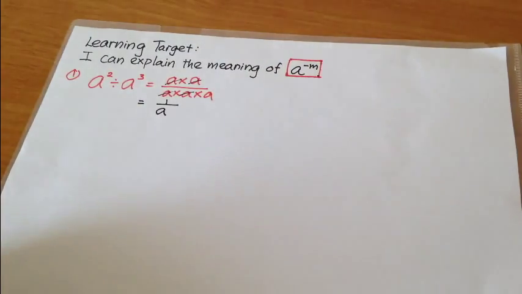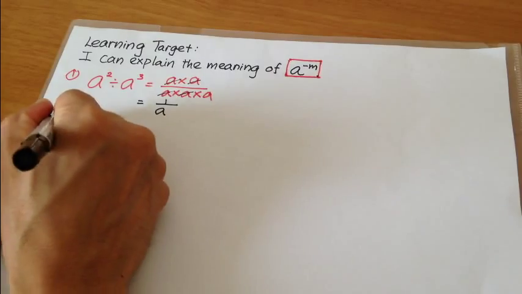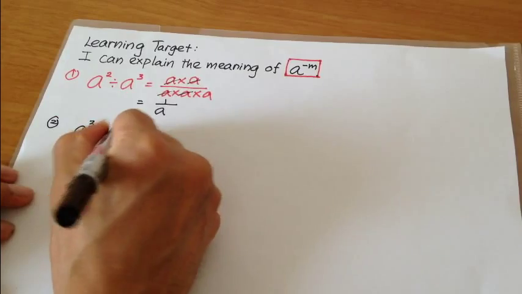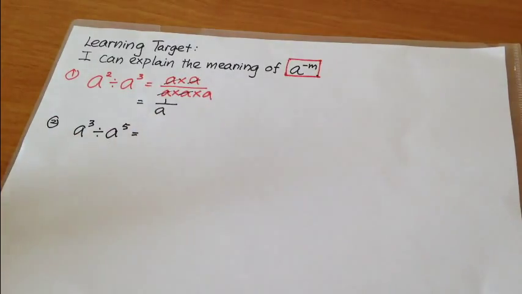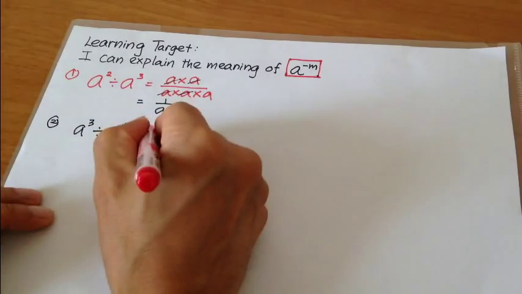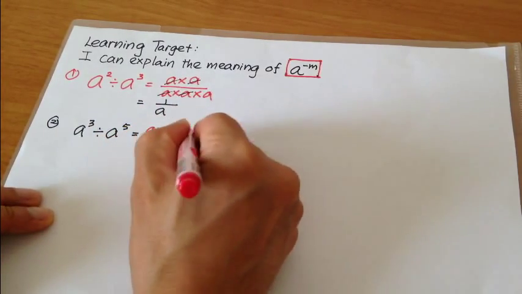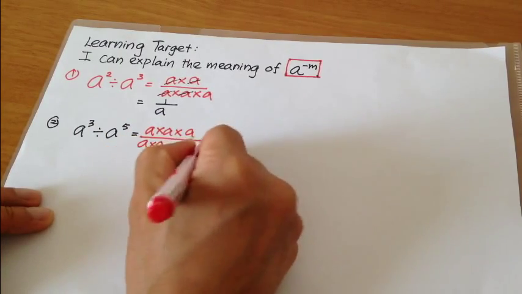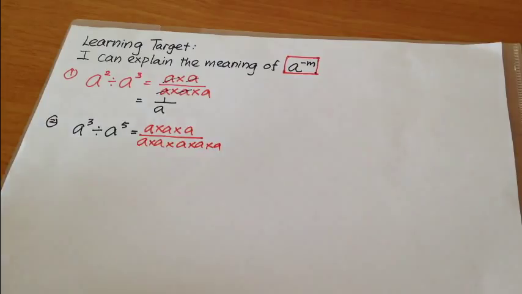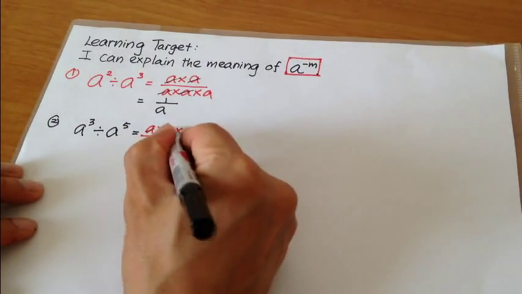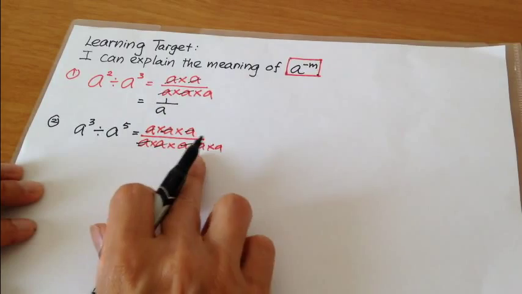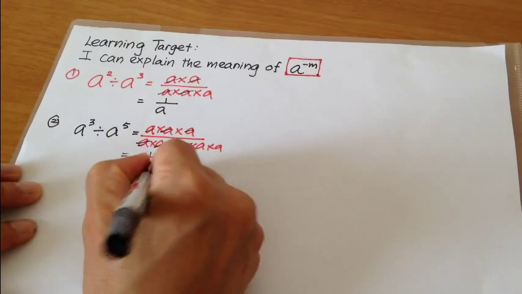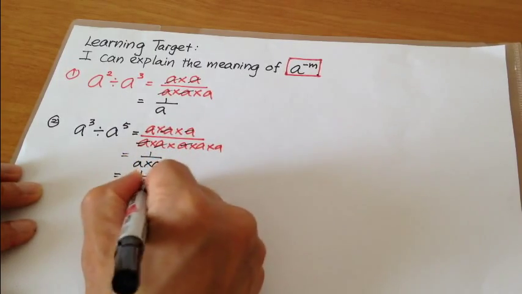Right, 1 over a. Let's look at another question. How about a cubed divided by a to the power of 5? Doing the same process, in the numerator you have a times a times a, and in the denominator is a times a times a times a times a, that is a 5 times. By the cancellation method, you will see that you are left with 2 a's in the denominator. So this is 1 over a times a, or 1 over a squared.